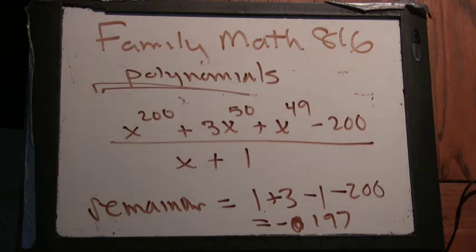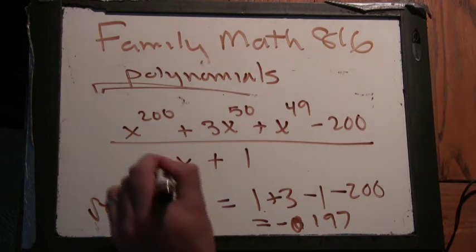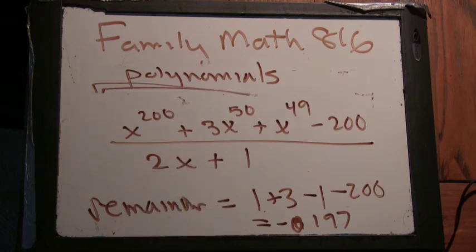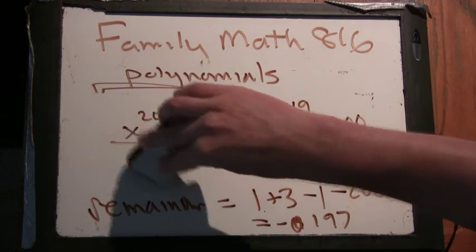And now maybe it gets more complicated if I divide by, say, 2x plus 1. What do we do there? And maybe we can figure that out at a later time.